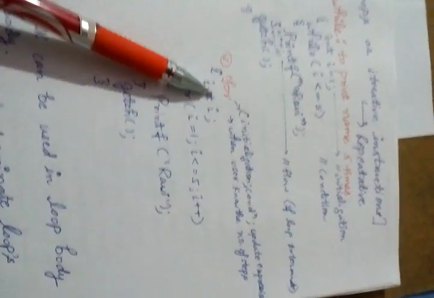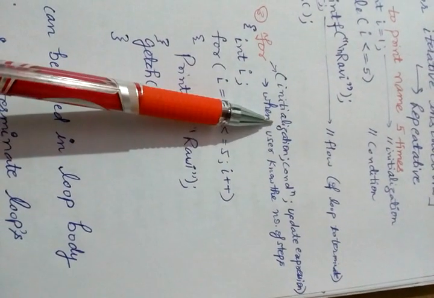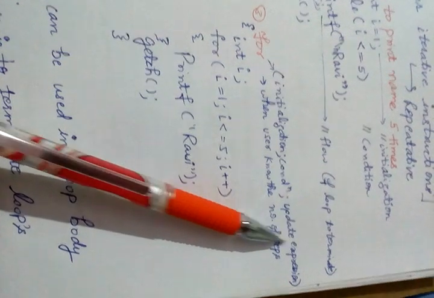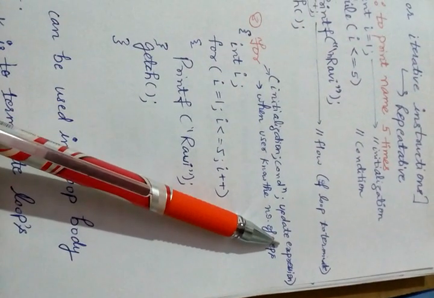Next is the for loop. For loop is similar to these two loops. It also has three parts. First is the initialization, second is the condition, and third one is the flow of loop, also known as the update expression.